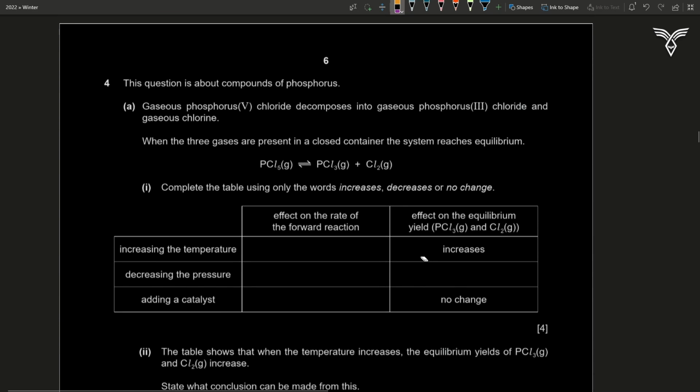Question 4. This question is about the compounds of phosphorus. Gaseous phosphorus 5 chloride decomposes into gaseous phosphorus 3 chloride and gaseous chlorine. حلو يا عم، انت بتقول كلام زي الفل. And this is the equation. ماشي. When the three gases are present in a closed container, the system reaches equilibrium. هعمل establish a dynamic equilibrium. Complete the table using only the words increases, decreases, or no change.